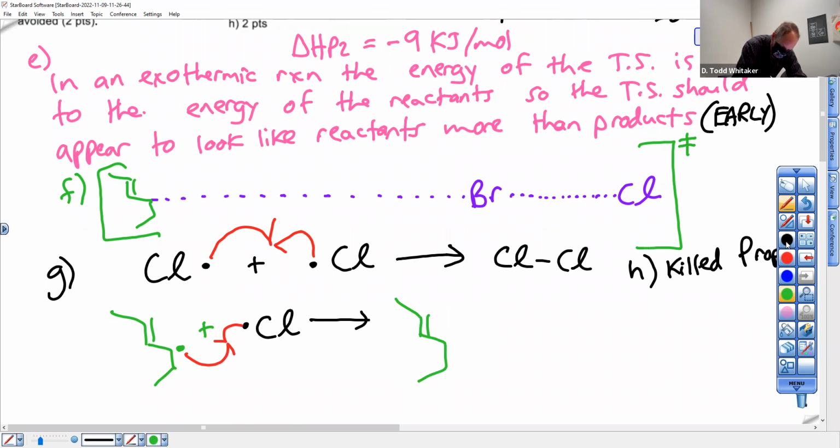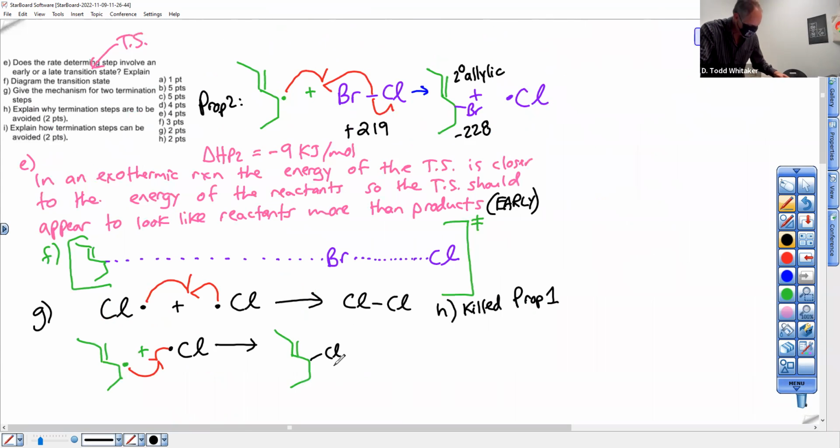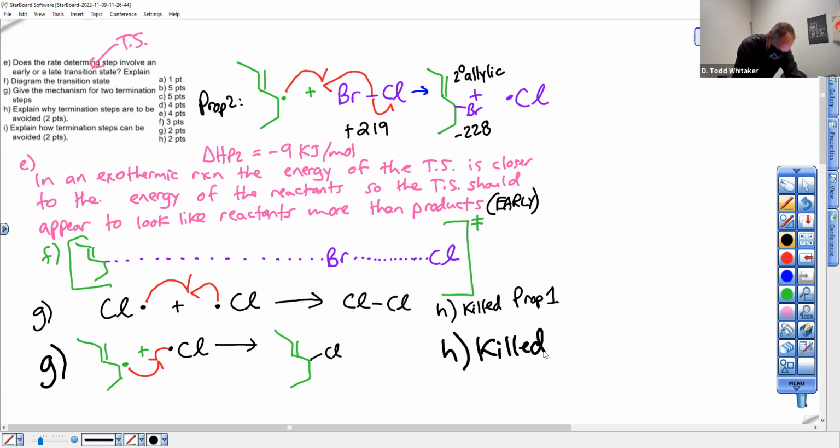We got a Cl. You're saying, hey, Dr. Whitaker, why are you so upset? Oh, that looks like one of the products, but it's not the right one, is it? Even if it was a Br dot doing this, you're in big trouble. It's worse than this one. Answer to H, there's your second termination step. Here's your second explanation. It killed the prop step that required Cl radical. That's prop 1. It killed the prop step that requires the carbon radical. That's the one at the top of the screen.